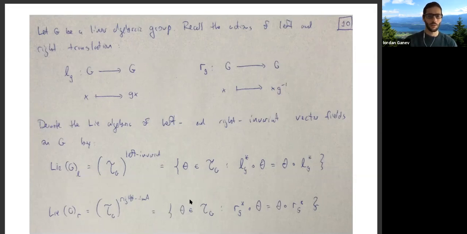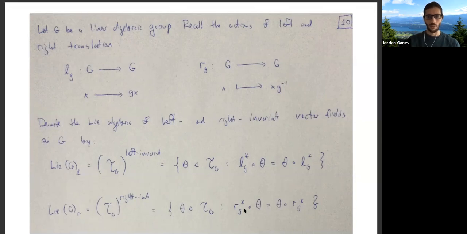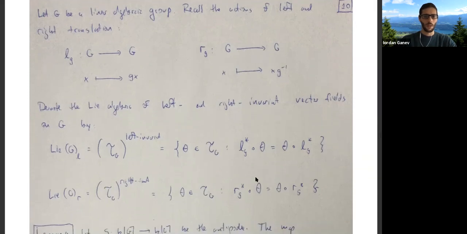And for right invariant, we do the same thing except for the R's. So our theta has to commute with the R_G stars. So for right invariant vector fields, that's equivalent to asking that theta commutes with the rho_G's that we saw in previous lectures, and for left invariant, that theta commutes with the lambda_G's that we saw previously. All right, so those are just definitions.